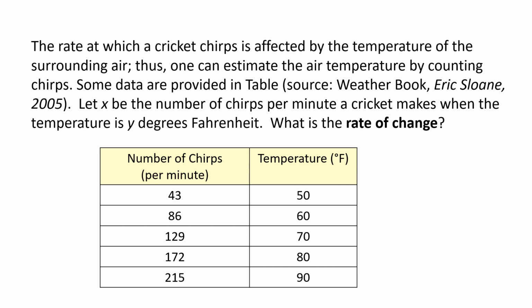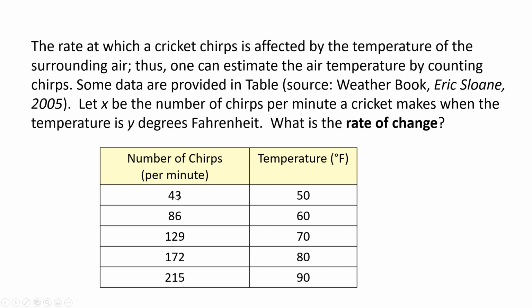And with linear regression and statistics, we can use one variable, number of chirps, to predict another variable, temperature, if there is a linear relationship between the two. How do we know there's a linear relationship between the two? One way is to graph it and see if it has a straight line pattern. Another way is we look at the rate of change, our slope, and see if the slope values are all the same.